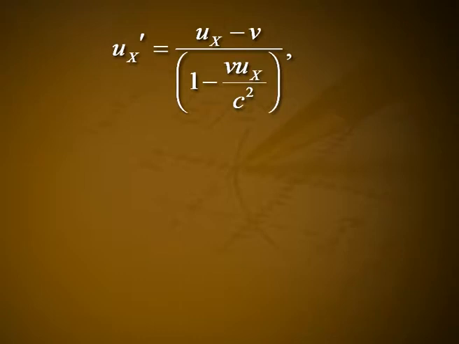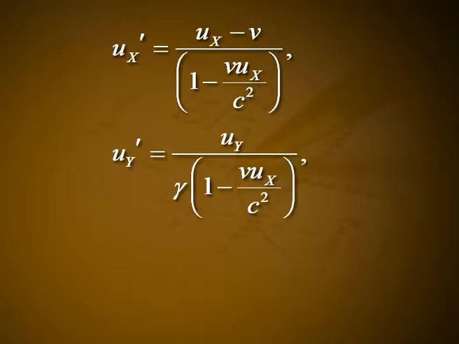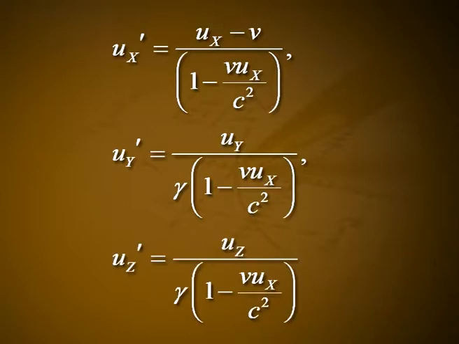Using Lorentz transformation equations, we can show that ux dash is equal to (ux minus v) all divided by (1 minus v into ux divided by c square). Uy dash is equal to uy divided by gamma (1 minus v into ux by c square). Uz dash is equal to uz divided by gamma (1 minus v ux by c square).